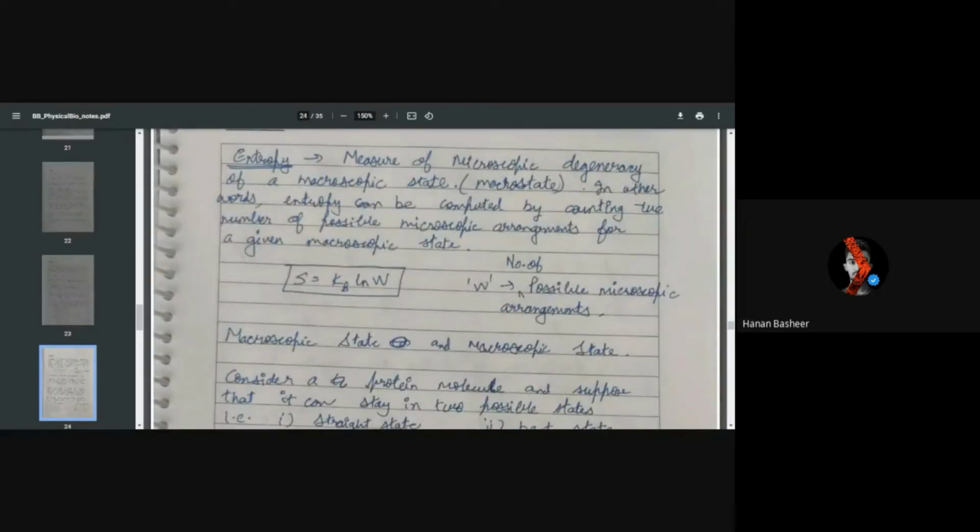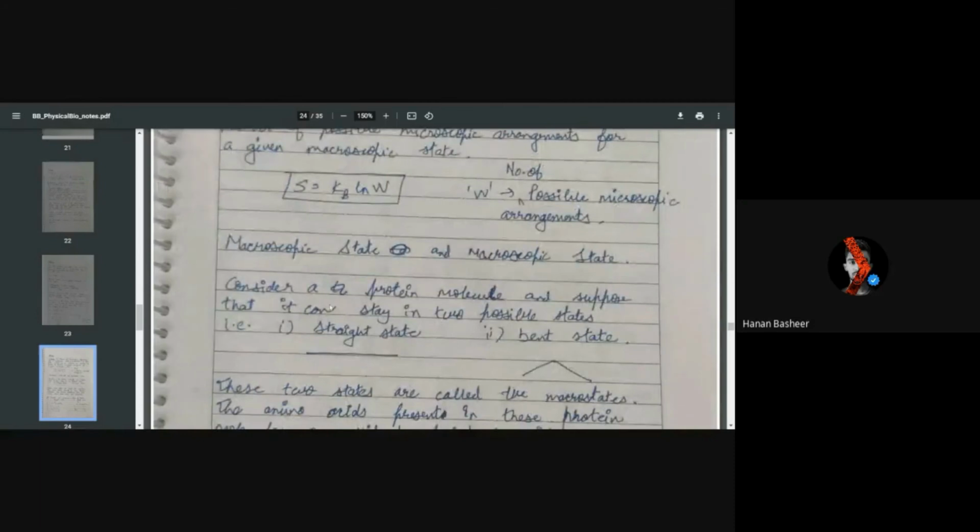And the entropy. So how do we see entropy? It is a measure of microscopic degeneracy of a macroscopic state. So it is the number of microstates in which the particle can exist. So S equal to KB ln W, where W is the number of possible microscopic arrangements in a particular macroscopic state. We plug it in here and we get S. Then macroscopic state and microscopic state. So I have differentiated this before also.